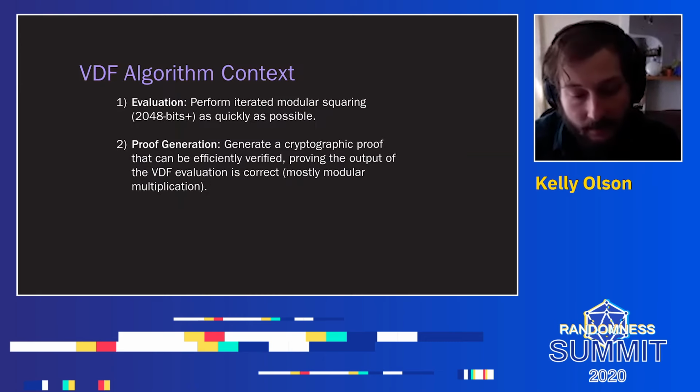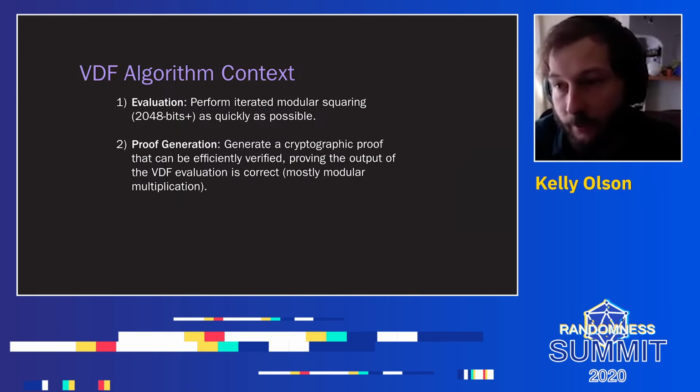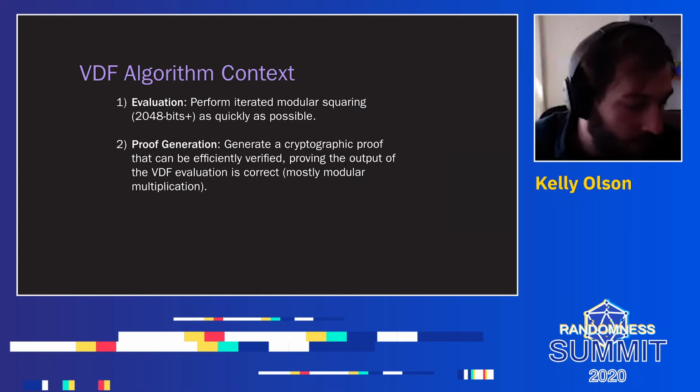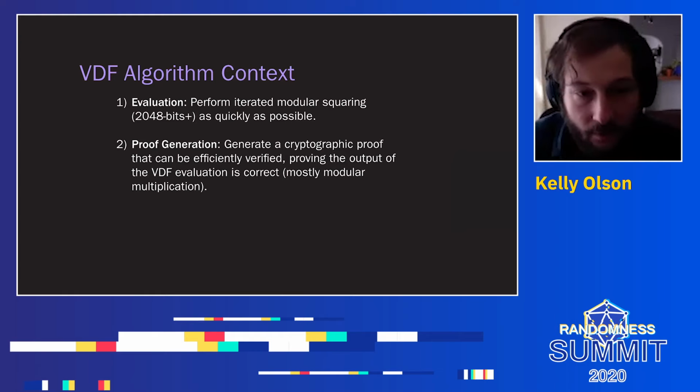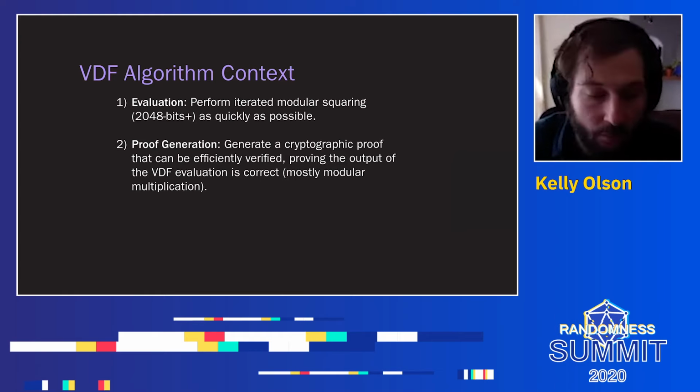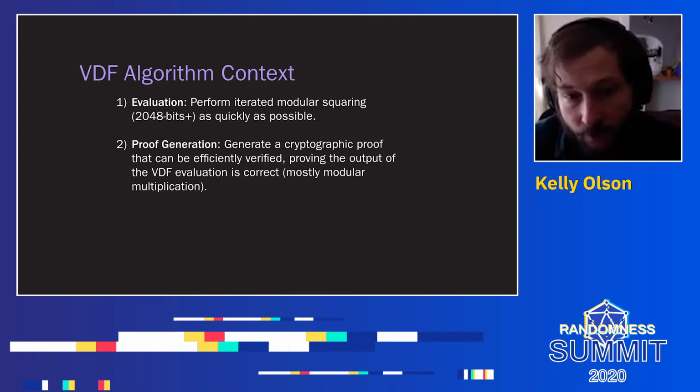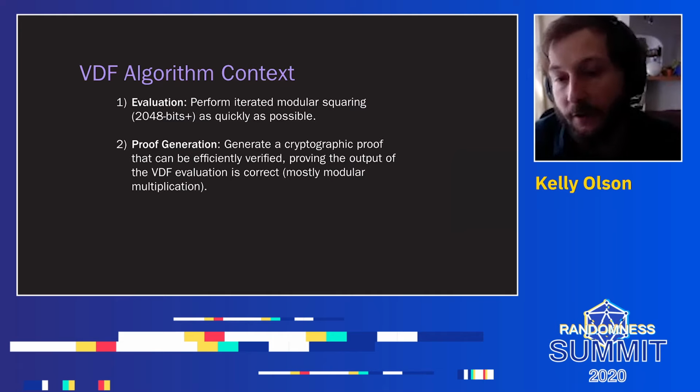So just to provide a last bit of context, Joe did a great job talking about the three main functions of a VDF. In terms of hardware acceleration, the two things that we're really going to be looking at are the eval function, which in the case of RSA VDFs is iterated modular squaring, and the proof function, which is where you generate a cryptographic proof that can be efficiently verified. And this activity is ultimately about making modular multiplication as quick as possible.